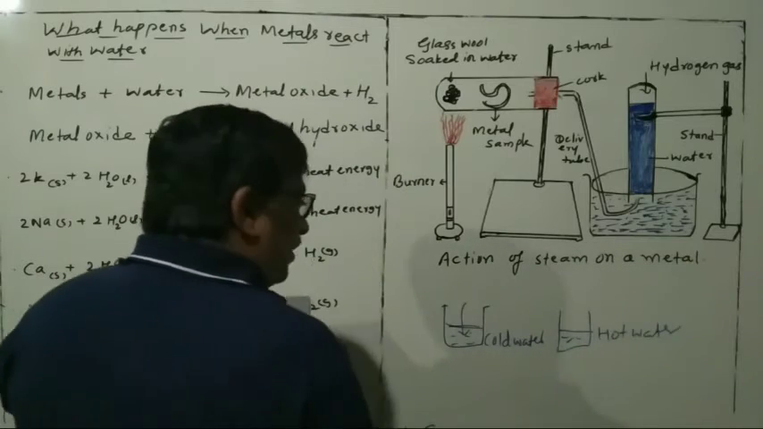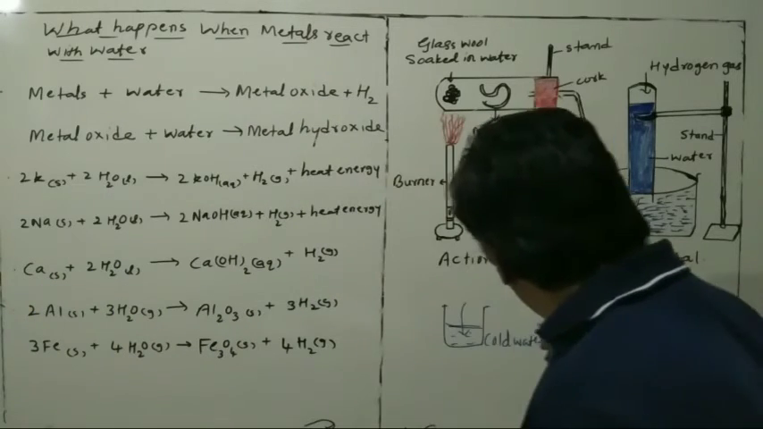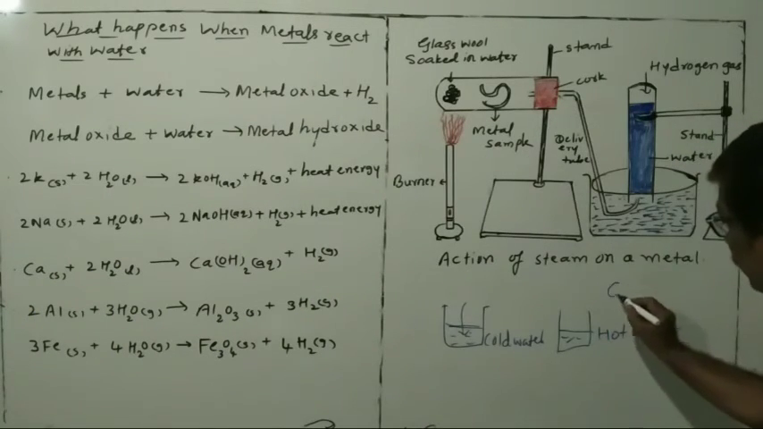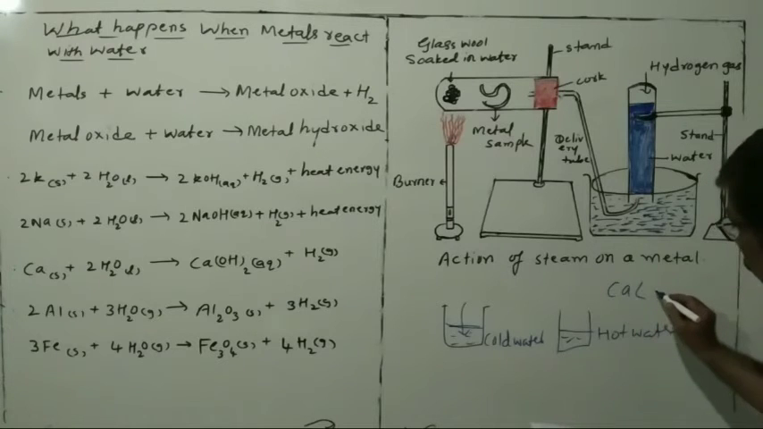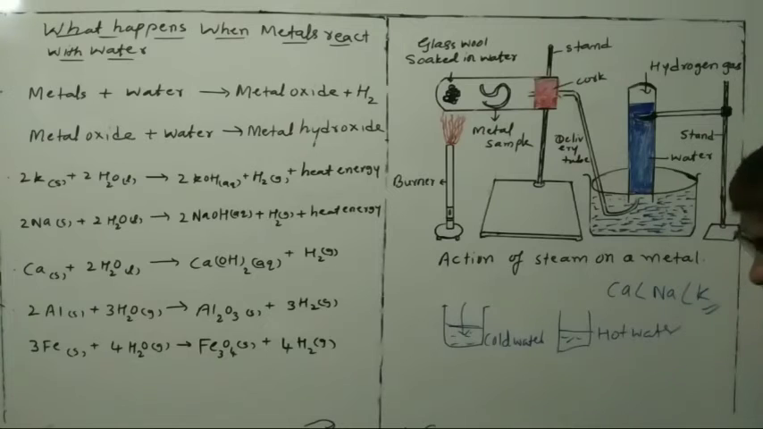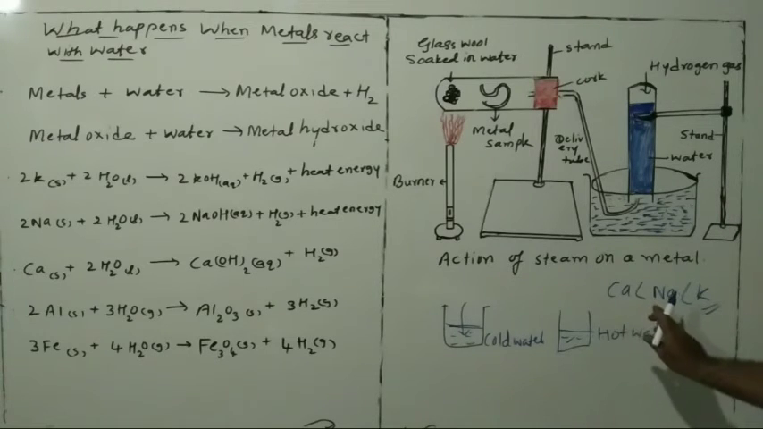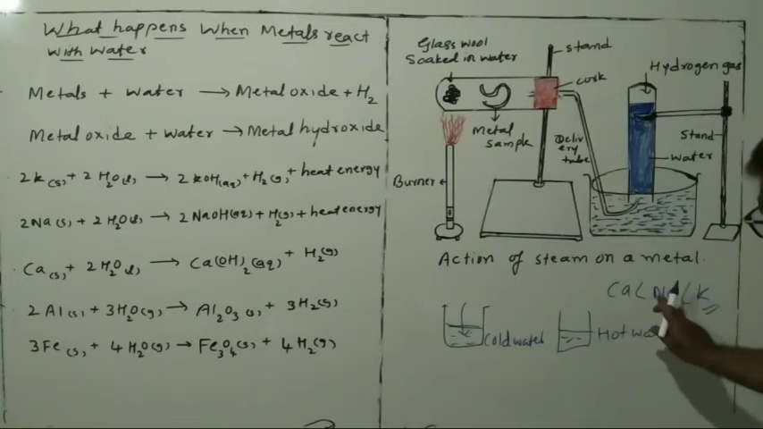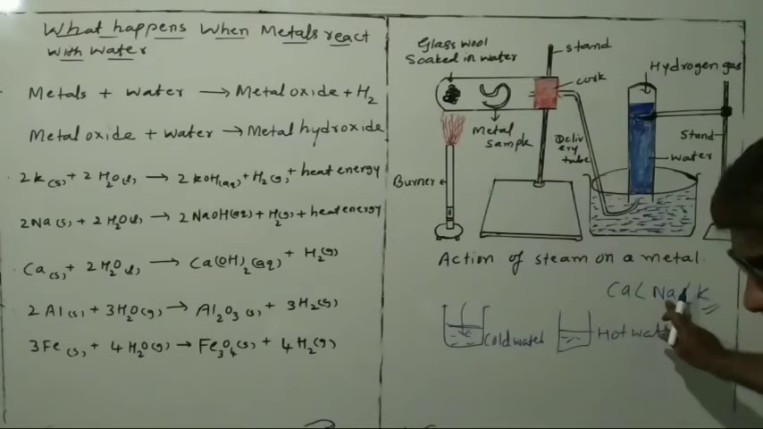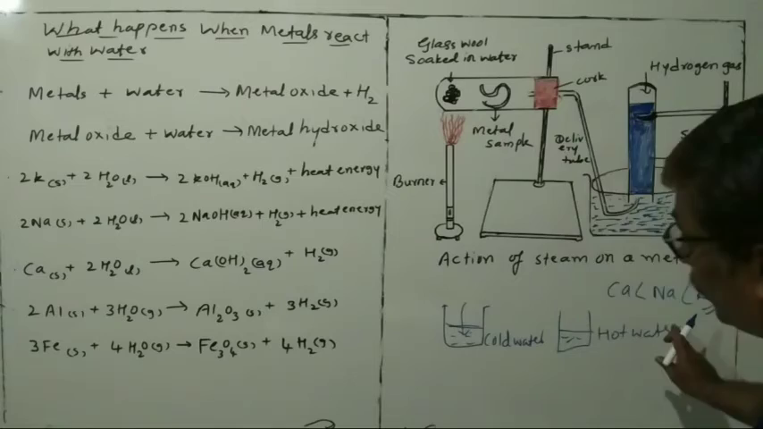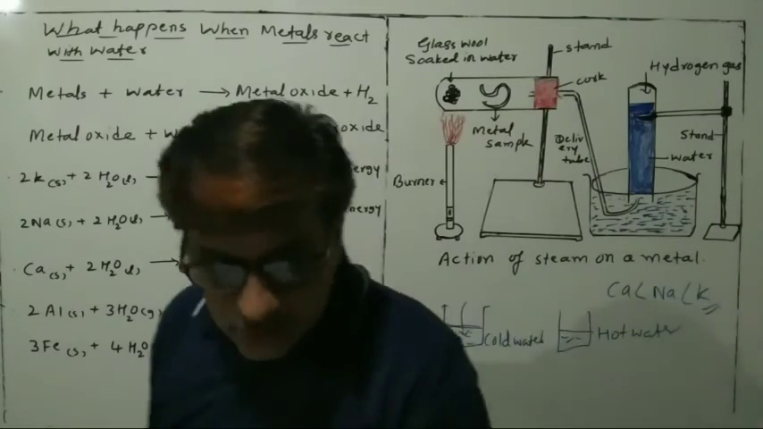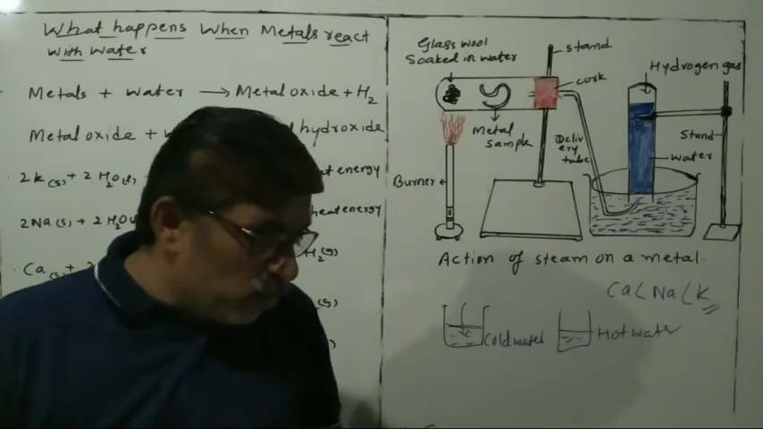So how can you write the reactivity? You see, calcium, then sodium, then you can write potassium. In this way you can write calcium, then sodium, and then potassium, which is more reactive than these. Okay. So one more question.